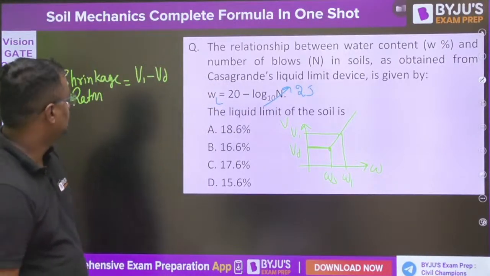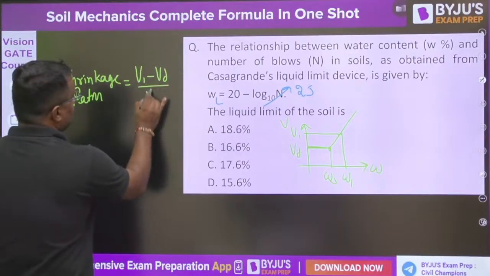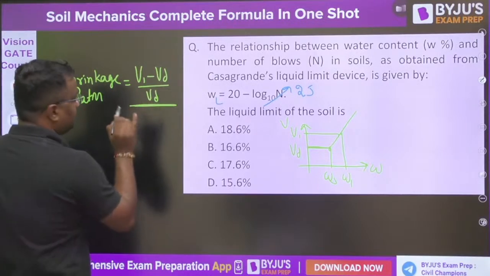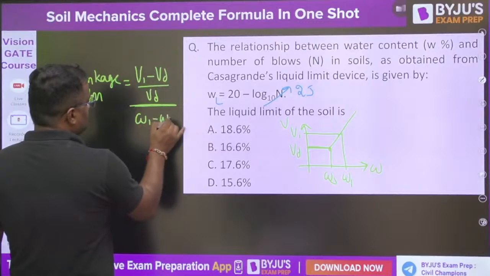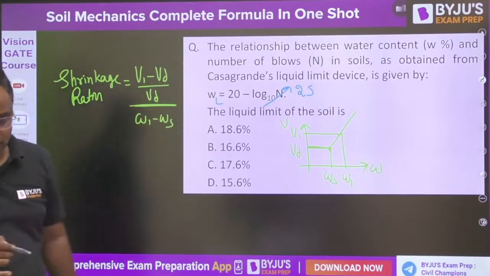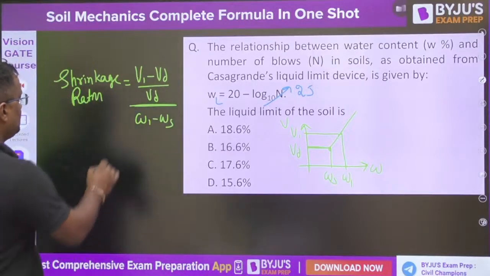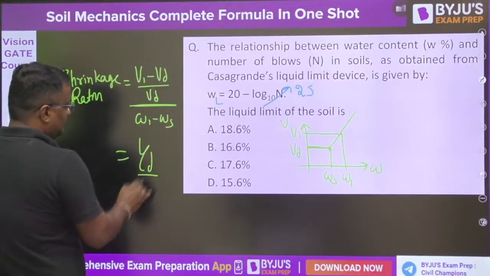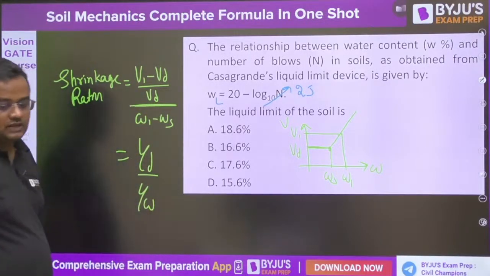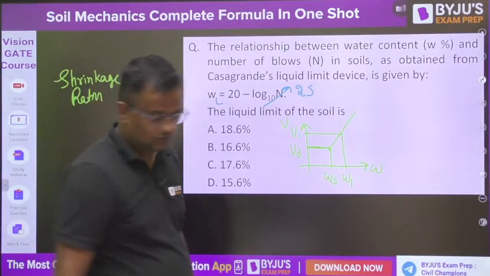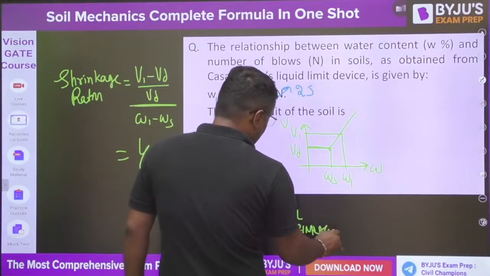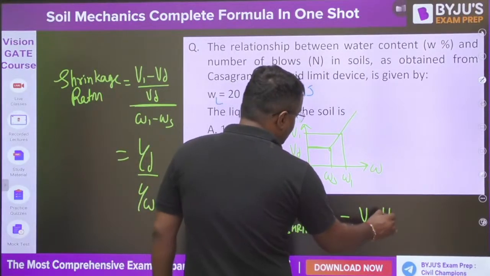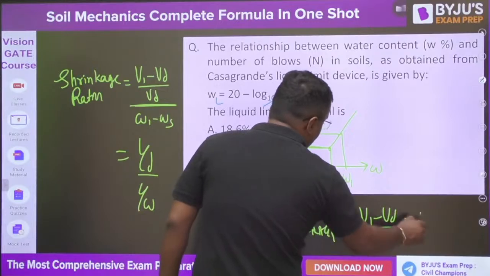V1 minus VD is the change in volume with respect to the original volume, and this change in volume corresponds to the change in water content, W1 minus WS. This is the shrinkage ratio, and this shrinkage ratio comes to be gamma D by gamma W. And what is volumetric shrinkage? It is V1 minus VD upon VD into 100.